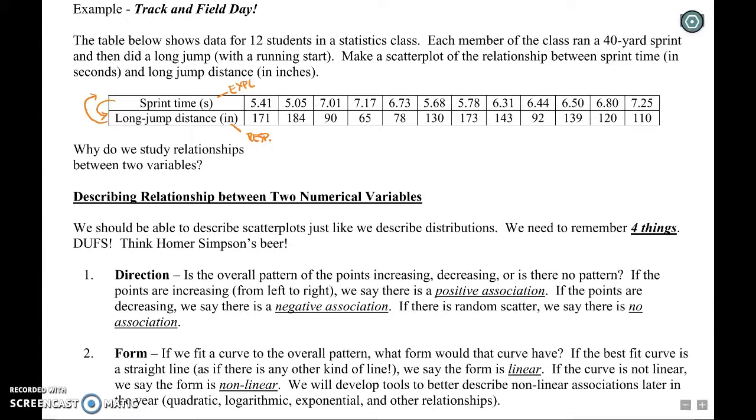Why do we study relationships between two variables? I can think of two reasons. First of all, we want to know if there's a relation. And the second one would be if we want to make predictions, if we want to use sprint times to predict long jump distances. And again, in this section, we're going to focus on those predictions.